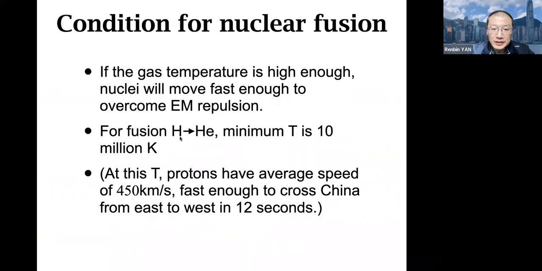And for hydrogen to helium fusion, the minimum temperature is about 10 million Kelvin. That is a very hot temperature. We don't have that hot temperature on Earth. You can make that momentarily in a hydrogen bomb, and that is how you can make a hydrogen bomb. And so if the gas temperature is high enough, it will be able to do this.